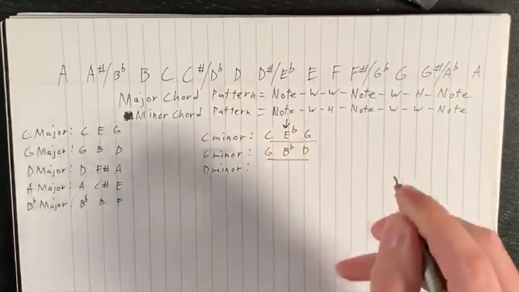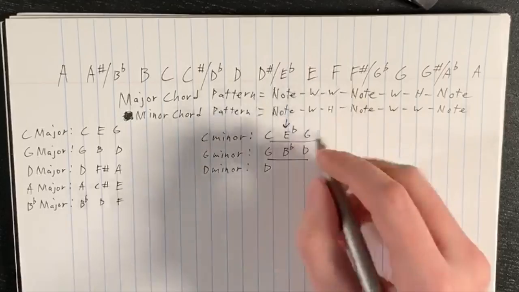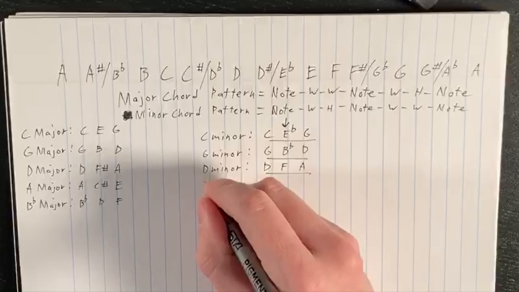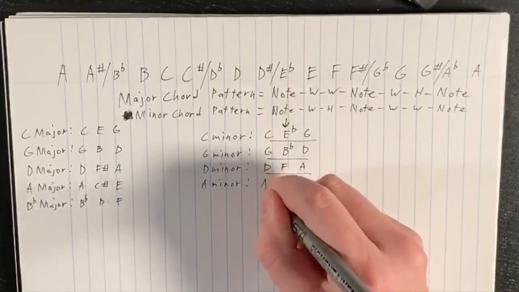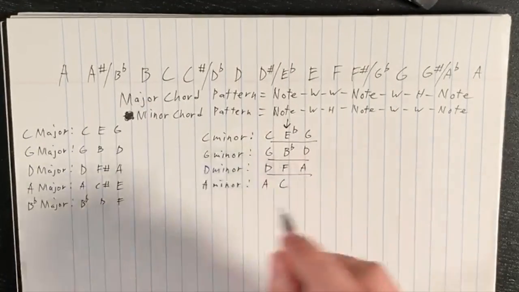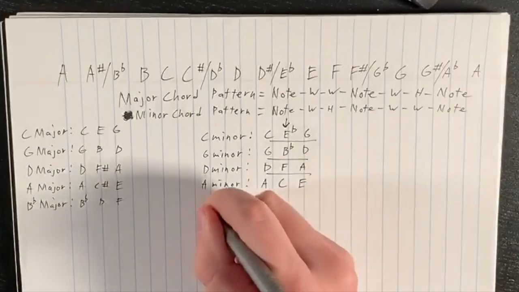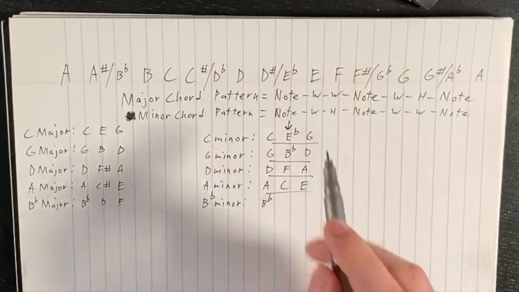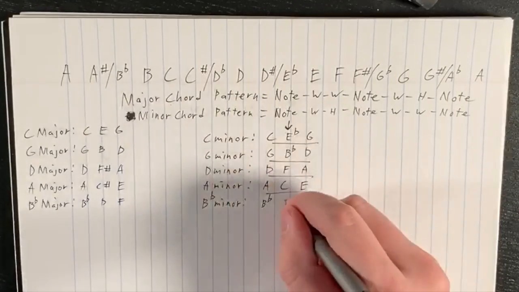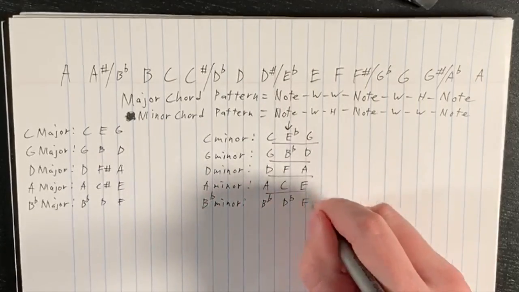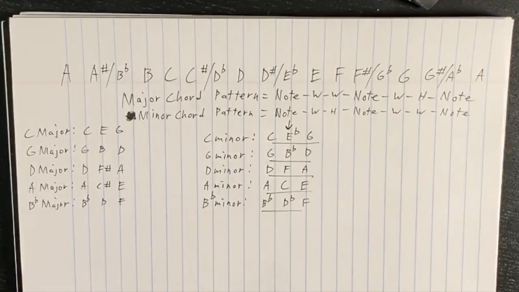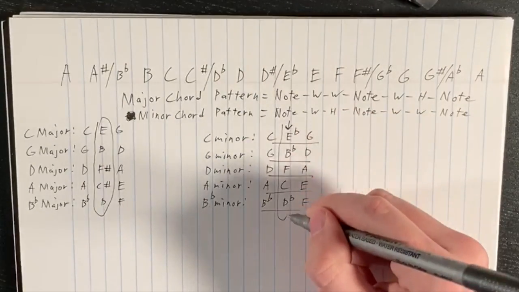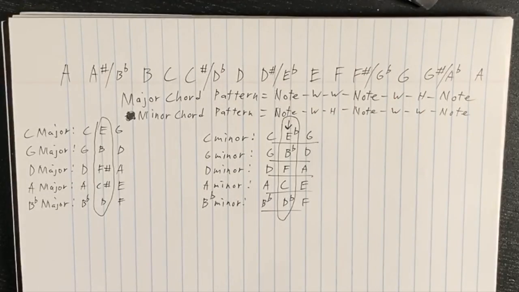How about D minor? We start with D, then we find F, and two whole steps above that is A. All right, that's cool, still the middle note that's different. A minor, A, C, and E. Still the middle note, so we're seeing a pattern here. And B flat minor was our last example. We get B flat, whole step and a half step above that, we get D flat, and then two whole steps above that, we get F. So in all of these examples, the middle note in the major chord is different from the middle note in the minor chords.